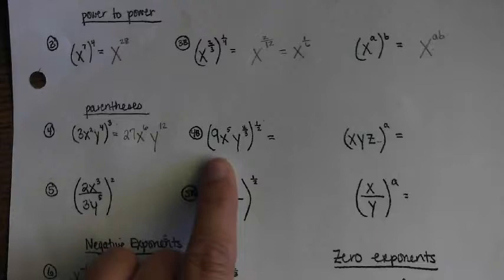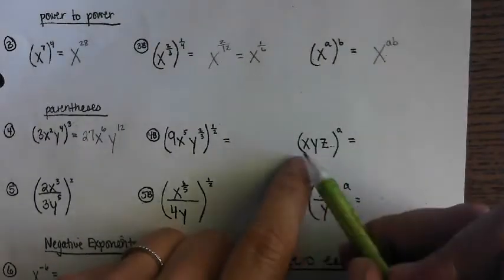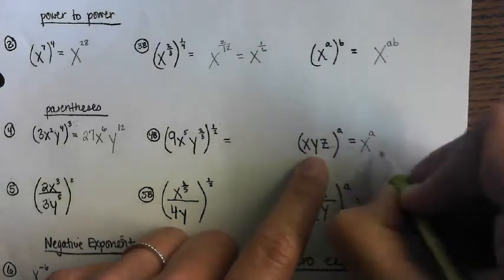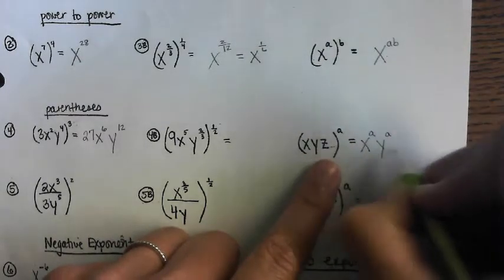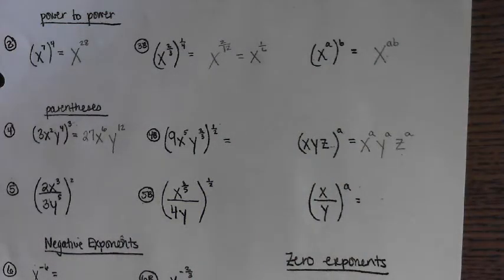Now, on 4, well, actually, let's jump to the rule just because that's kind of what we've been doing. X needs to be raised to the A power, Y needs to be raised to the A power, and Z needs to be raised to the A power. It looks like that A is being distributed. It's not technically the right word, but if you perceive it that way, that is fine.